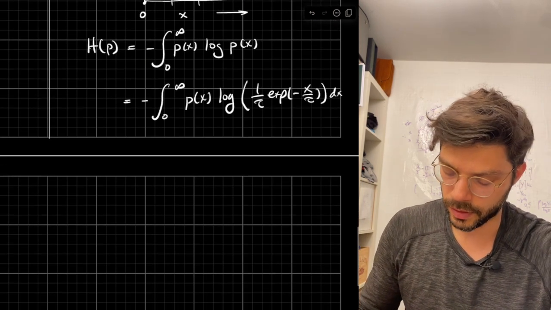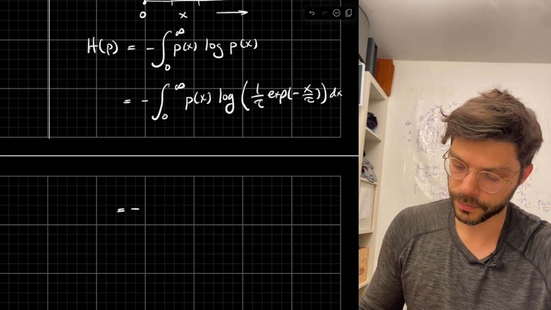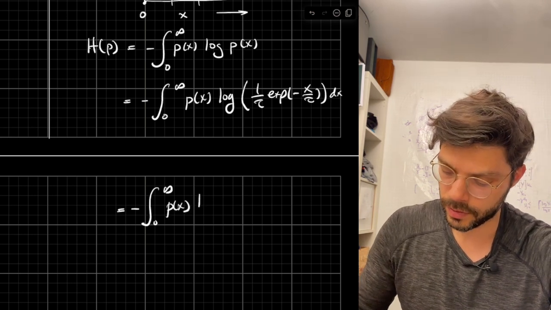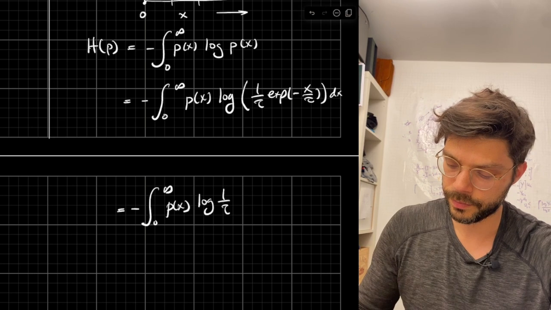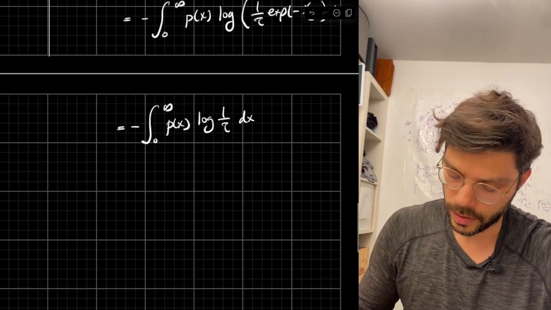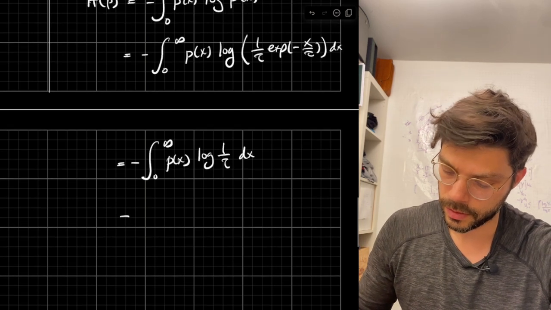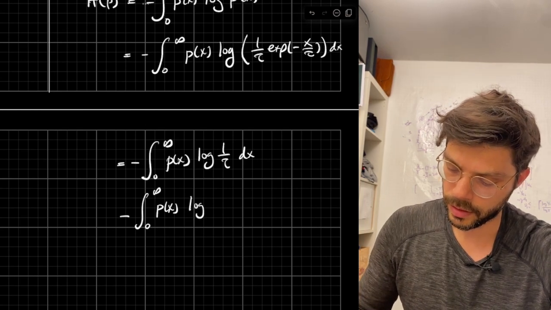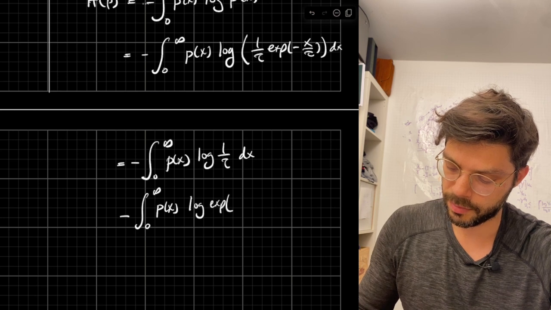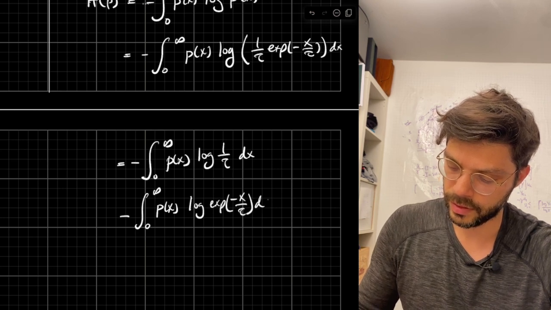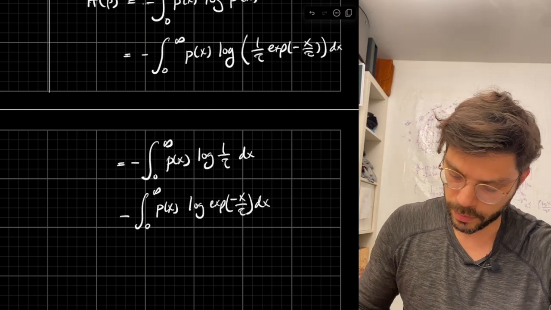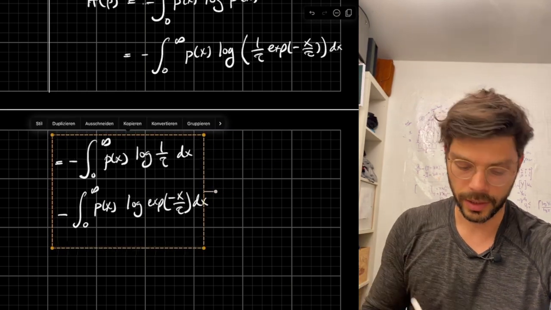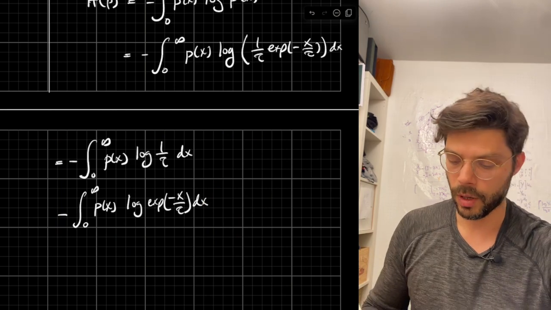Okay, so let's continue. So that's going to equal minus, so we're going to expand the logarithm. So log 1 over tau, I'll just do it in 2 parts, minus, again, the integral from 0 to infinity of p of x log of e to the minus x over tau dx. Okay, so we've got these 2 parts. Let me move them a little bit over because we don't need all this space. Okay, and now let's just try to solve them one part at a time.